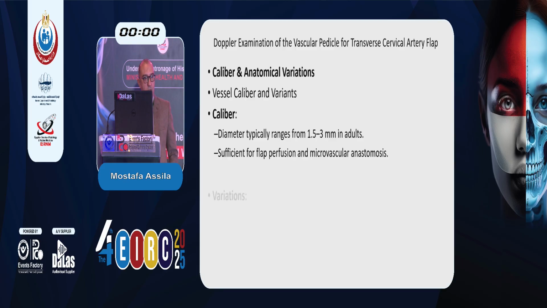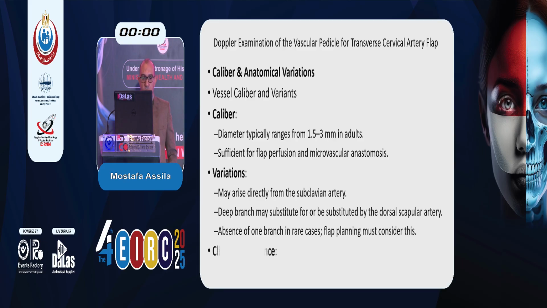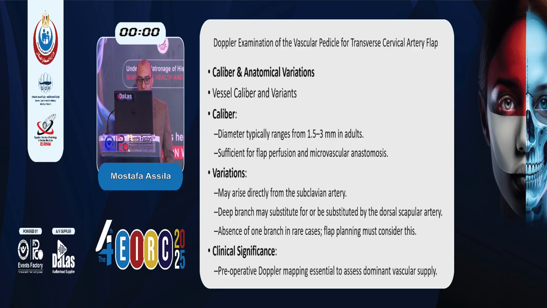sufficient for flap perfusion and microvascular anastomosis. Variations: it may arise directly from the subclavian artery, and the deep branch may substitute or be substituted by the dorsoscapular artery. In rare cases one branch is absent, and flap planning must consider this. Clinical significance: preoperative Doppler mapping is essential to assess the dominant vascular supply.